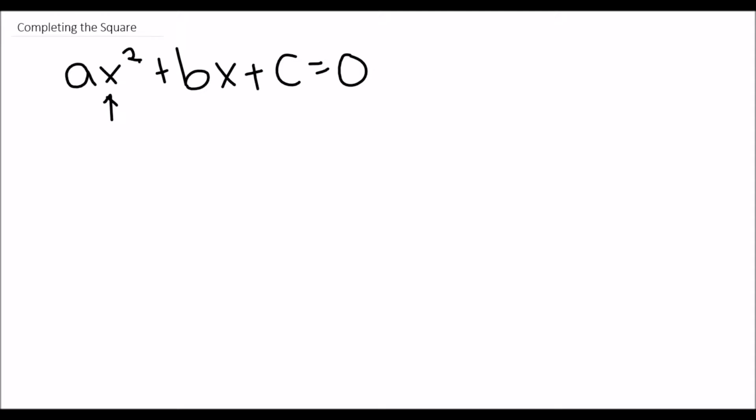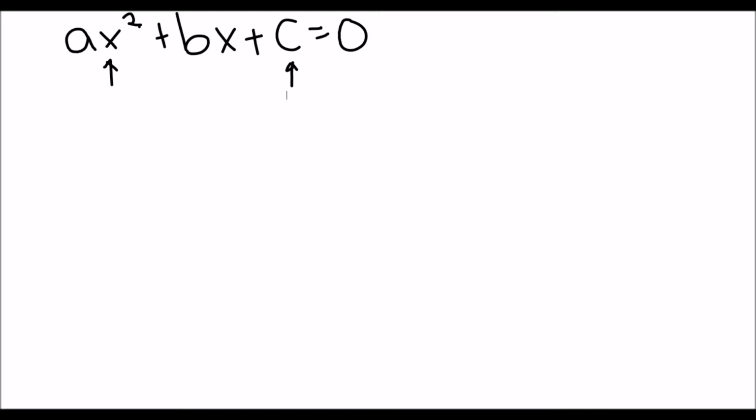So with that being said, we're going to start with the quadratic equation in standard form. So ax squared plus bx plus c equals 0. Just for a refresher, this is the squared term, this is the quadratic term, and then this is the constant. So everything is on one side of the equation and completely simplified.